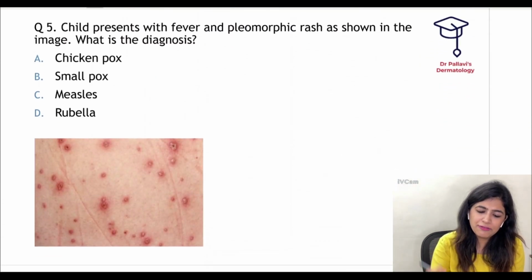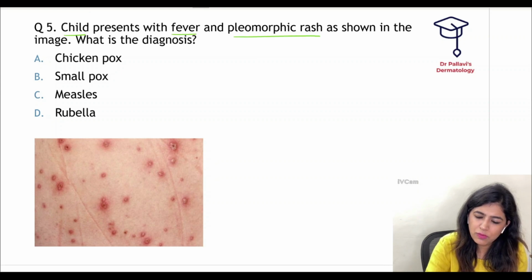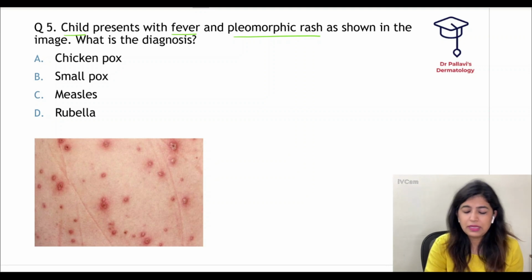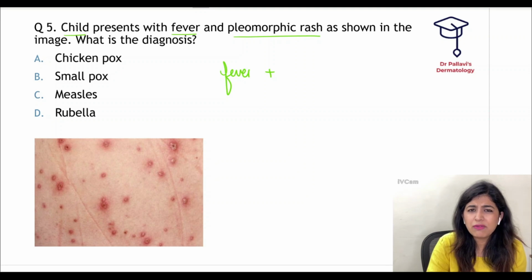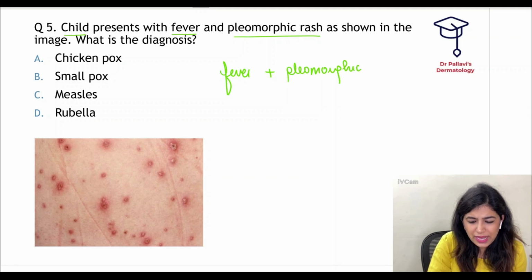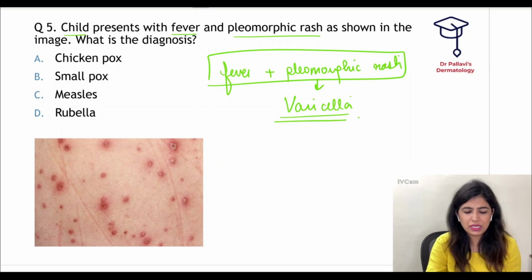Coming to question number 5. A child presents with fever, pleomorphic rash as shown in the image. What is the diagnosis? Now, again this hint. Now you will say, ma'am, what does pleomorphic rash mean? See, if you just look at fever with rashes, then pleomorphic rash happens in just one. Pleomorphic means polymorphous. Polymorphous is classical of varicella.